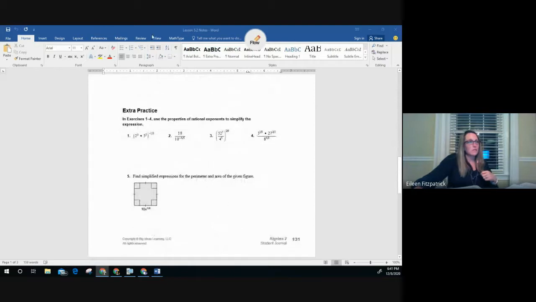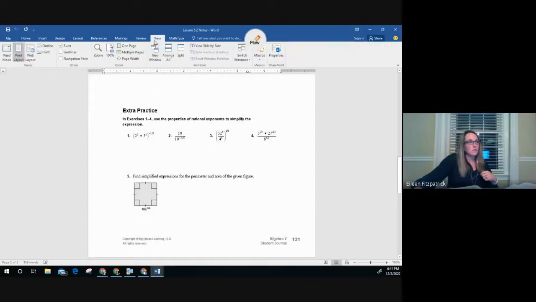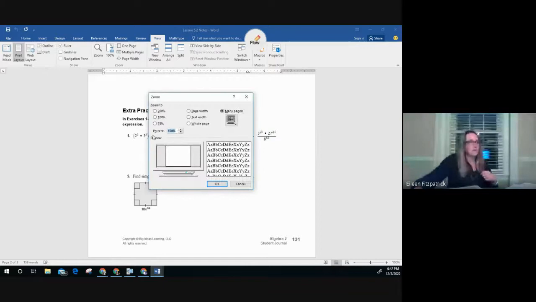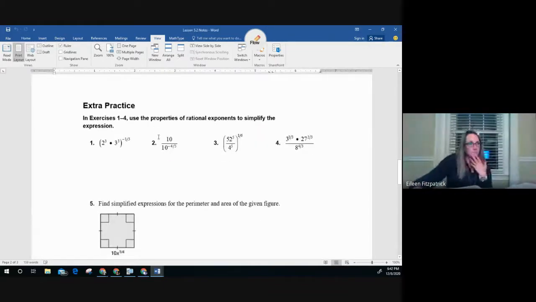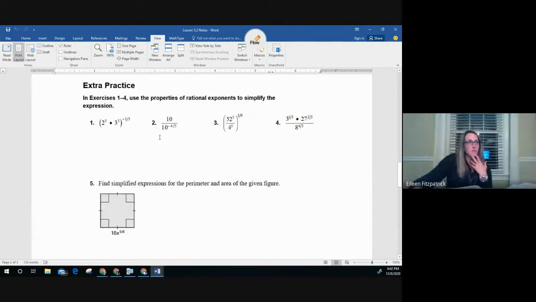So for the example, let me zoom in, by the way. I'm just noticing now that I didn't zoom in. Make it a little easier for you guys to see. There we go. So use the properties of radical exponents to simplify the expression.